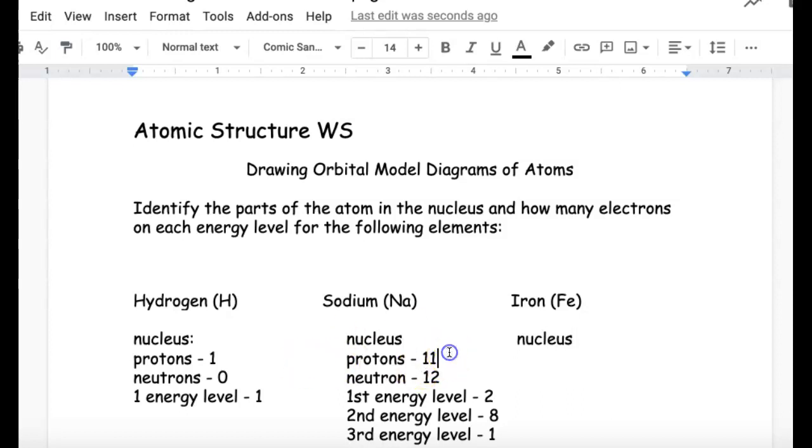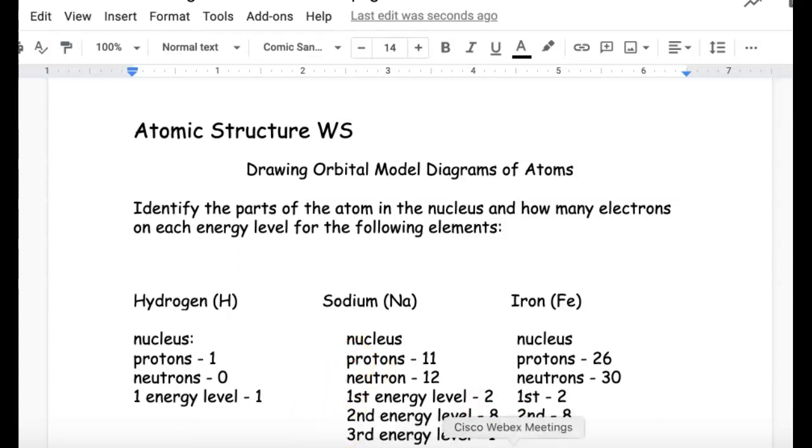I'm gonna write the word nucleus, just make myself easy here. Protons, that's gonna be 26. Neutrons, we just figured out, was 30. Okay, and then first, and if you just want to write first and not write energy level and all that, I get that, because there's only so much room on the paper. So the first maximum always can only be 2. Okay, second is going to be 8.